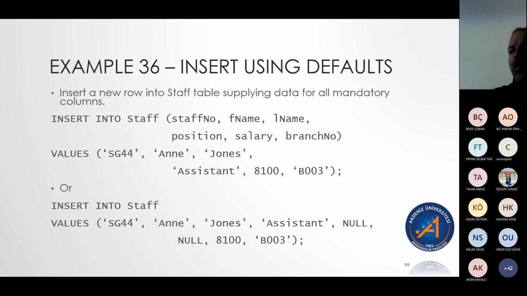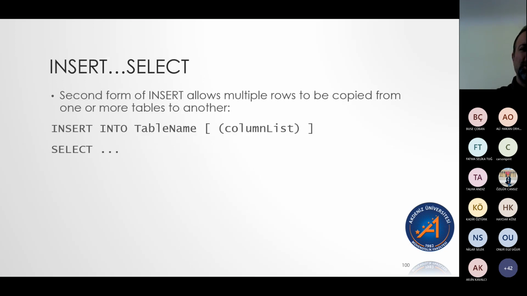But this is not where the power of insert into really lies. The power of insert into is when we can insert multiple rows at a time. We can insert into a table, again using the column list, using the result of a select. So we select, making sure that our select column list matches whatever the column list is here. And whatever the select query gives us, those results will be inserted as new rows into our table.